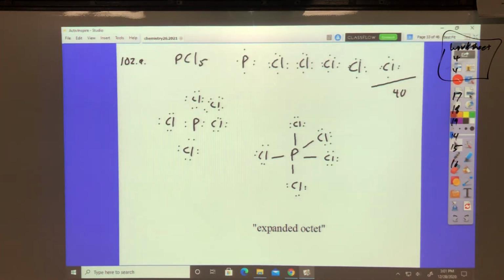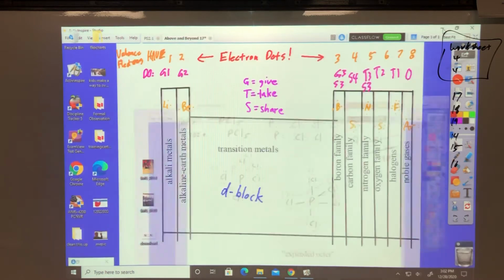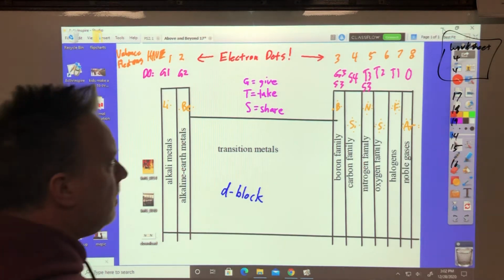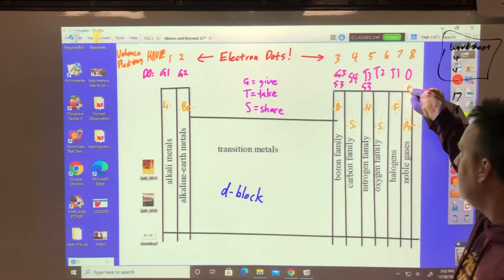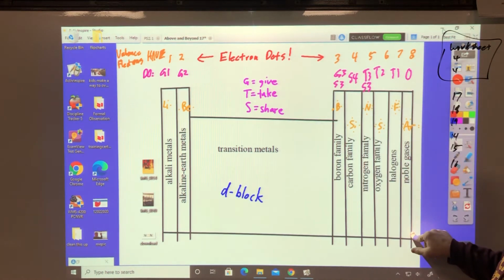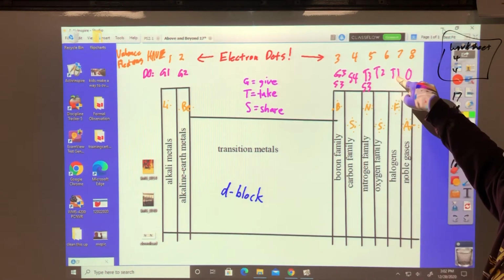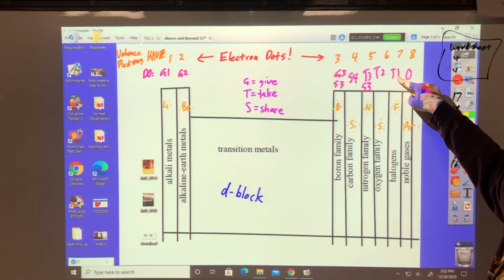Next one, BF3, is less than an octet. Everything in the boron family will do that. Let's go back to this. Argon has an octet. Noble gases have an octet. That's why they don't do chemistry. There's some weird exceptions, but it has to do with expanded octet.